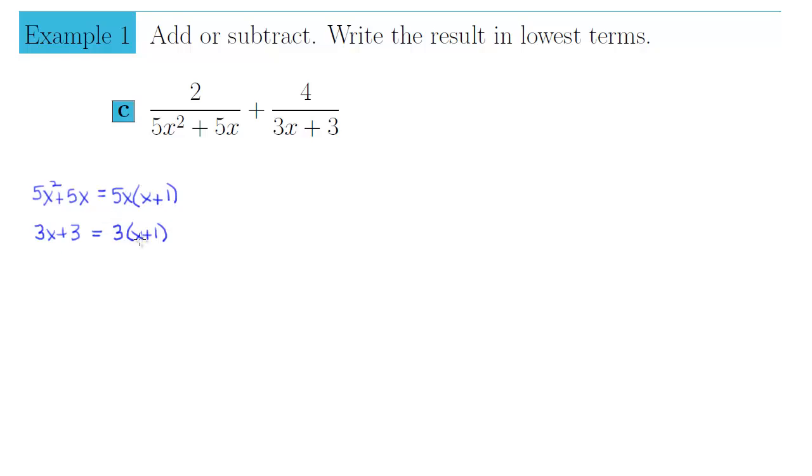By factoring out, we are now able to see the least common denominator. Our least common denominator consists of a factor of 3 and a factor of 5, or 3 times 5, a factor of x, and a factor of x plus 1, which appears in both factorizations. So our least common denominator is simply 15x times x plus 1.